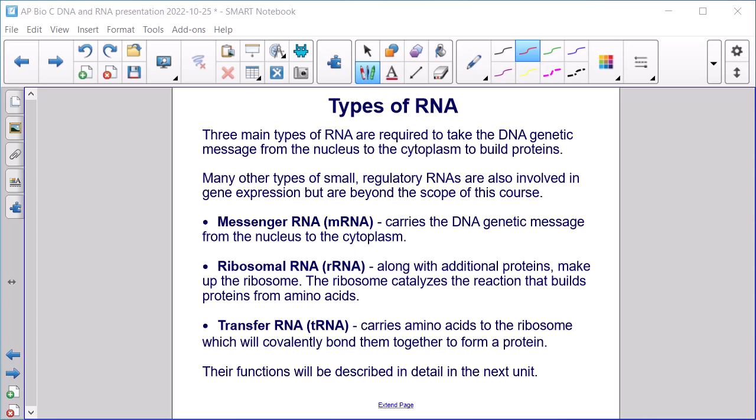Ribosomal RNA, rRNA, along with additional proteins, make up the ribosome. The ribosome catalyzes the reaction that builds proteins from amino acids. Transfer RNA, tRNA, carries amino acids to the ribosome, which will covalently bond them together to form a protein. Their functions will be described in detail in the next unit.